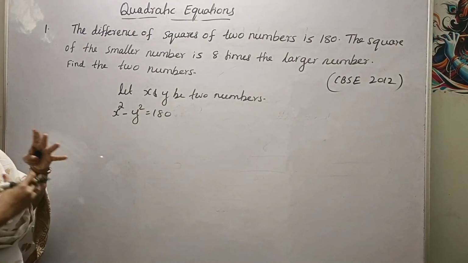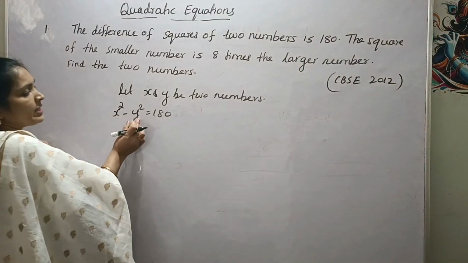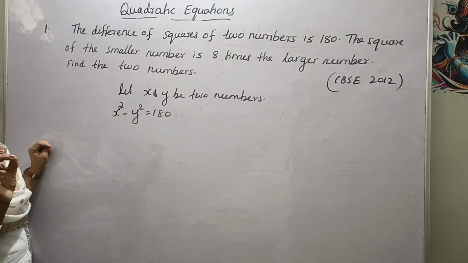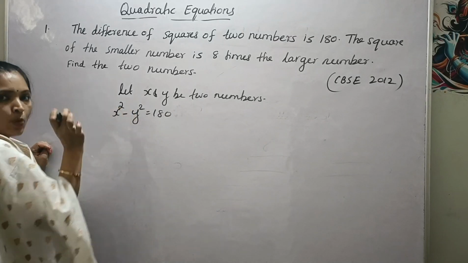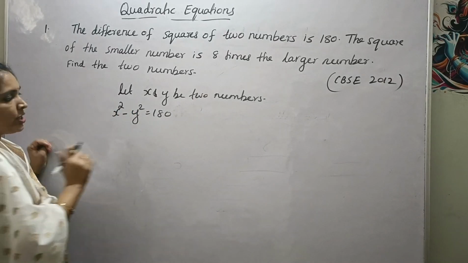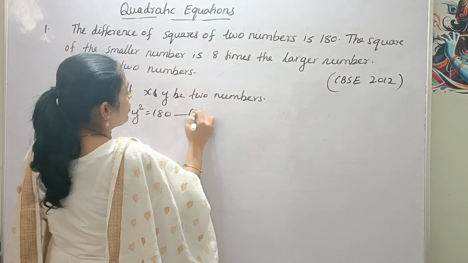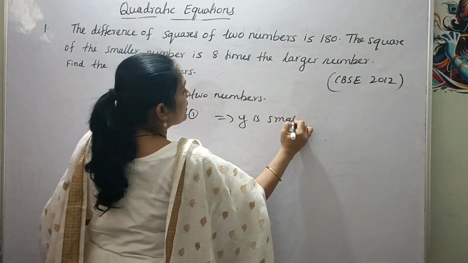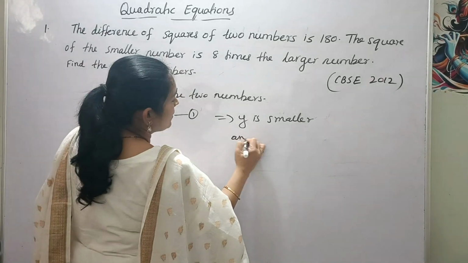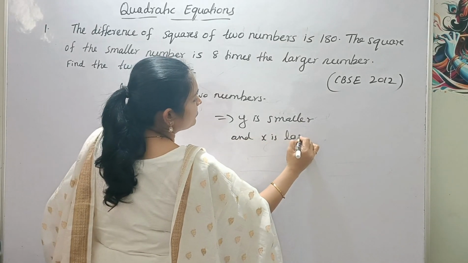So here, which one is the smaller number? Obviously y is the smaller number, because it is a positive number. So y is the smaller number and x is the larger number. This is equation 1. This implies that y is smaller and x is the larger number.